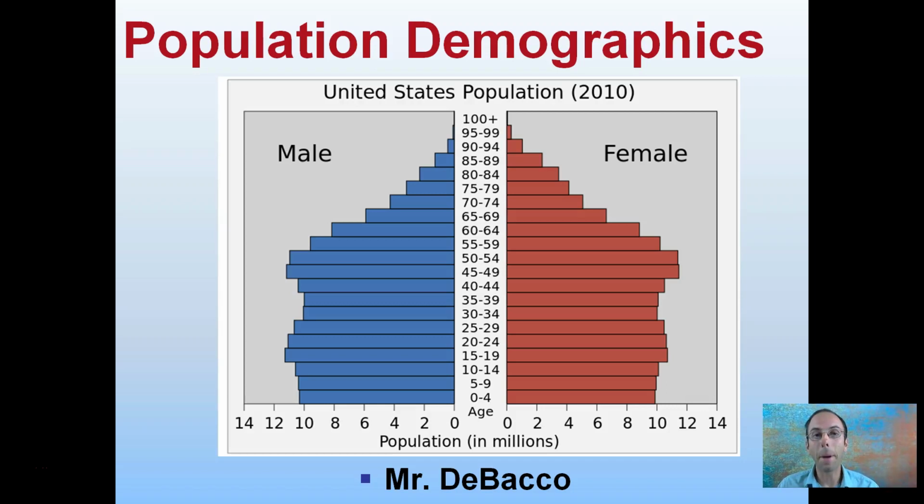Okay, here we're going to look at population demographics. What we see pictured here is a population pyramid, and it shows the number of individuals in a certain age of the male and female gender. In this case, this is representing the U.S. population for the year 2010. So we're going to look at some of these and understand a little bit more about what this may show us.